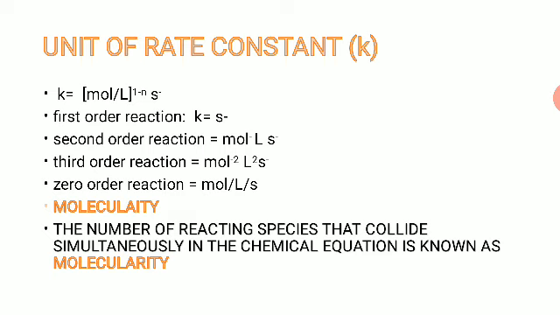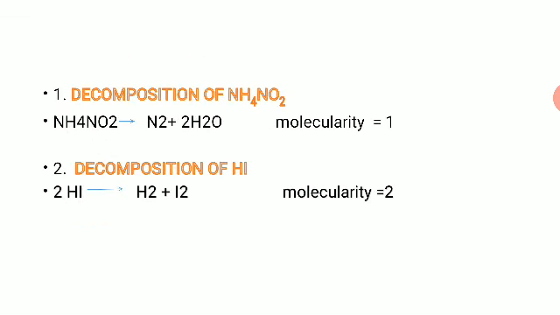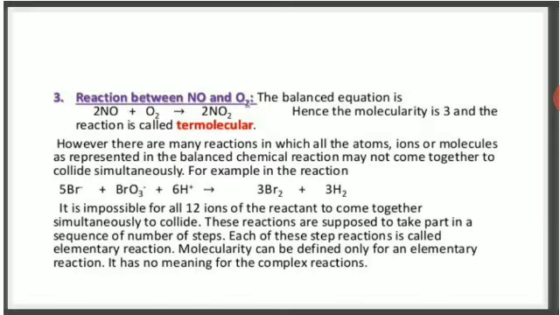Molecularity: the number of reactant species that collide simultaneously in a chemical reaction is known as molecularity. The molecularity value may be 1, 2 and 3. It does not exceed 3 because molecularity applies to elementary steps. For multi-step or complex reactions, molecularity is zero.